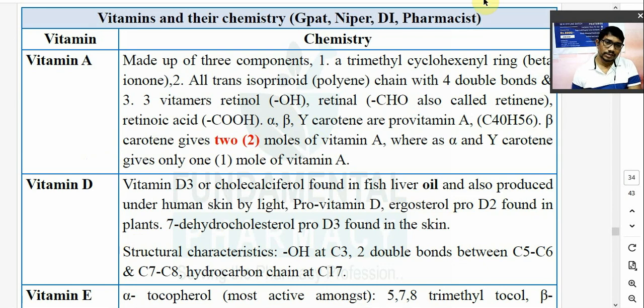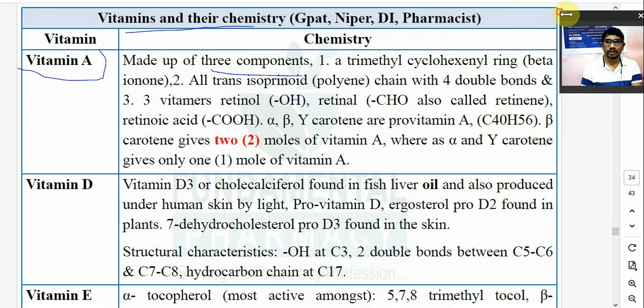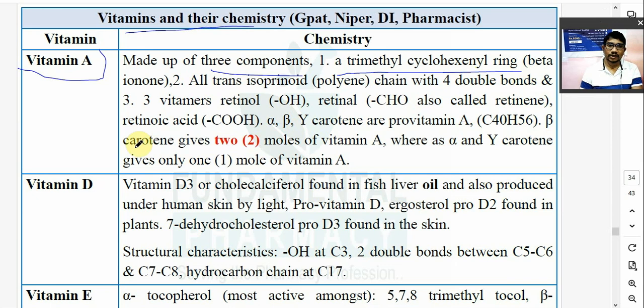Okay, so again you can see over here vitamins and then chemistry, क्योंकि ये chemistry का important part था, इसके ऊपर क्वेश्चन आता है तो ये 2-3 बार रिवाइज करेंगे. So vitamins and their chemistry. पहला आपने देखा है लिपिड सॉल्युबल विटामिन ए. सो विटामिन ए कहाँ से बनता है, it is made up of 3 components. कौन से 3 कंपोनेंट, पहला होता है beta ionone ring. Beta ionone ring को ही बोलते हैं trimethyl cyclohexenyl ring.